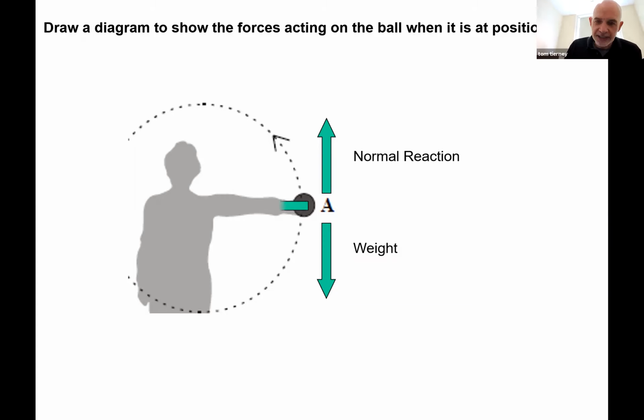But crucially, there is also the centripetal force. How do we know it's there? Because you've been told it's acting in a circle. And if something is moving in a circle, there is always a centripetal force, a force pushing towards the center of the circle.